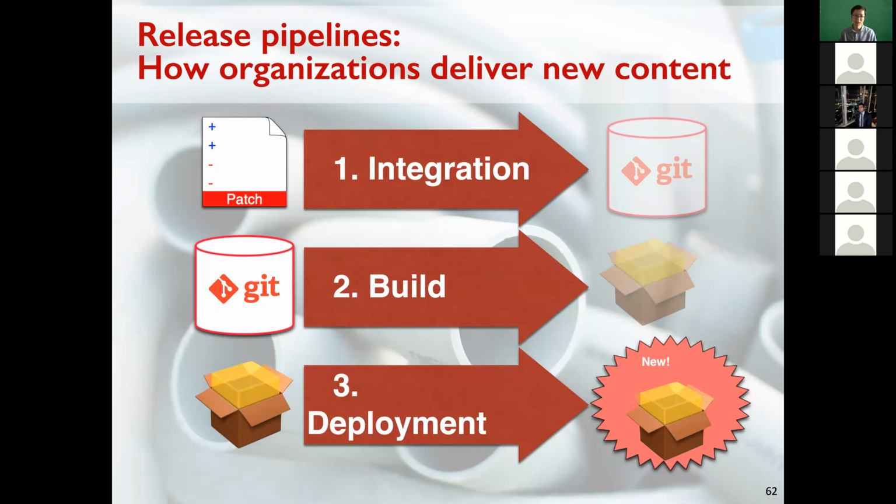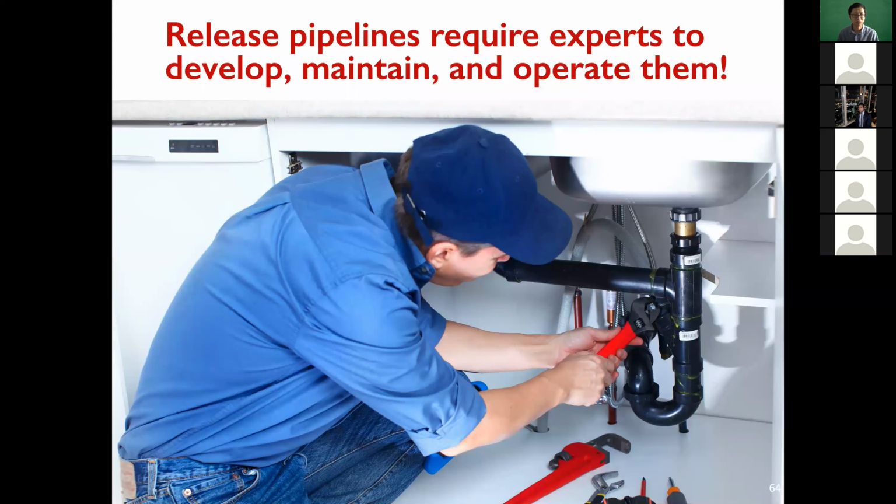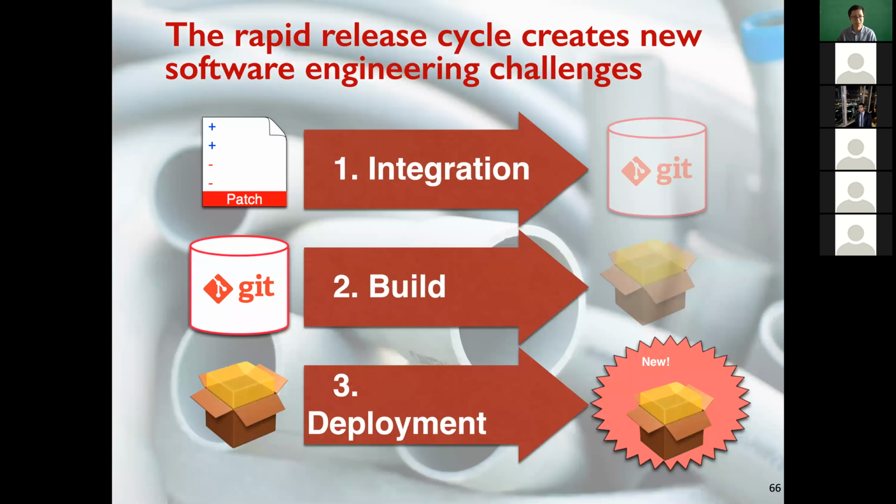And modern software systems actually rely on efficient and robust release pipelines, okay? So we need experts to develop, maintain, and operate them. We need experts for the whole release pipeline. Okay. So this is a release engineer. So what are the challenges for a release pipeline? As we already discussed, we have integration, build, and deployment.